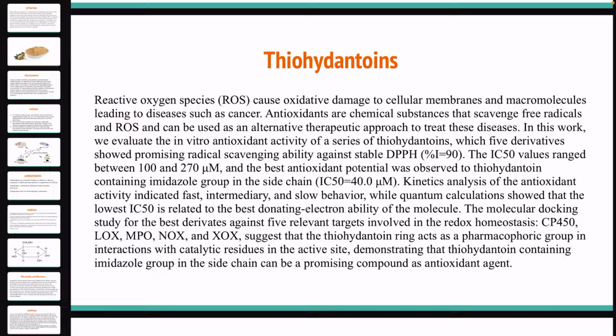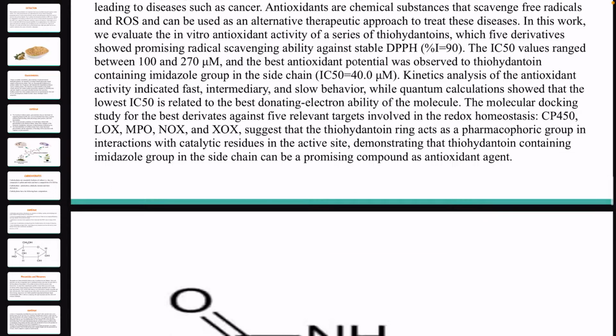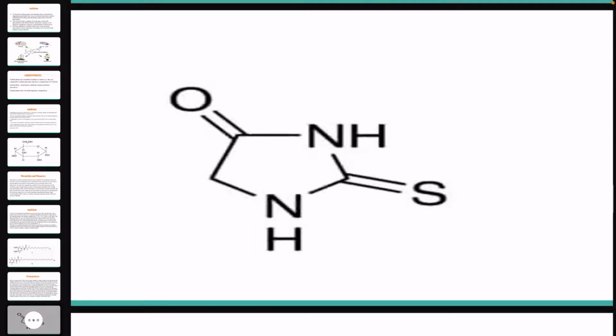Kinetic analysis of antioxidant activity indicated fast, intermediate, and slow behavior, while quantum calculations showed that the lowest IC50 is related to the best electron donating ability of the molecule. The molecular docking study for the best derivatives against the five relevant targets involved in redox homeostasis, LOX, MPO, NOX, and XO, suggested that the thiohydantoin rings act as a pharmacophoric group in the interaction with catalytic residues in the active sites, demonstrating that thiohydantoins containing an imidazole group in the side chain can be promising compounds as antioxidants, which is usually used in cancer treatment, which is also essential for other diseases whose cures are yet to be discovered.